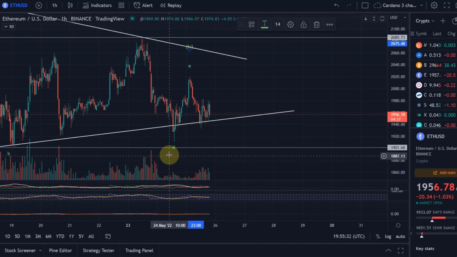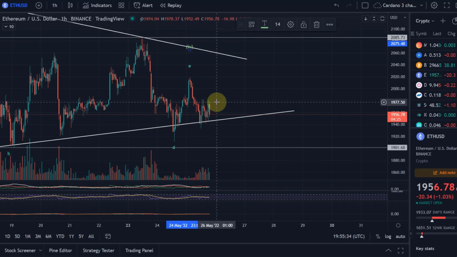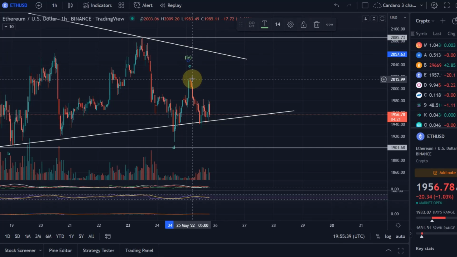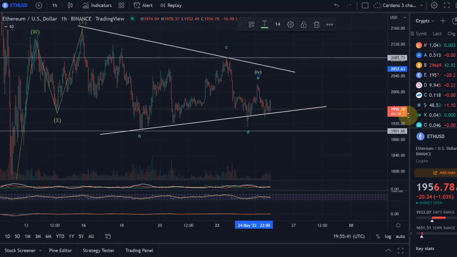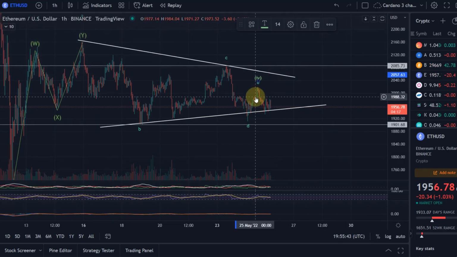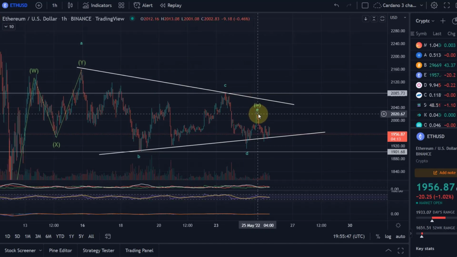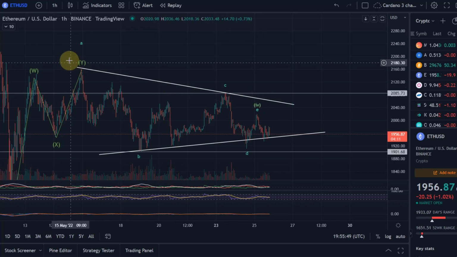I mean, we can count three waves into this, but it can still very much be that the wave E isn't finished yet, especially as it hasn't really come that high. Usually I would expect the wave E to come at least close to the AC line.